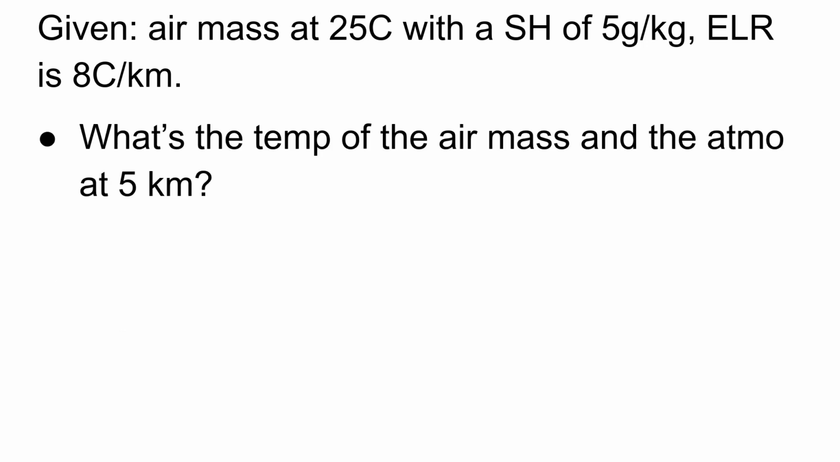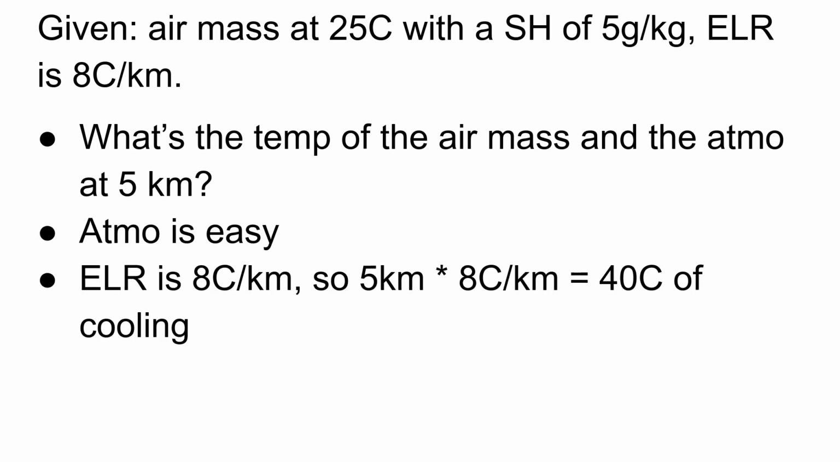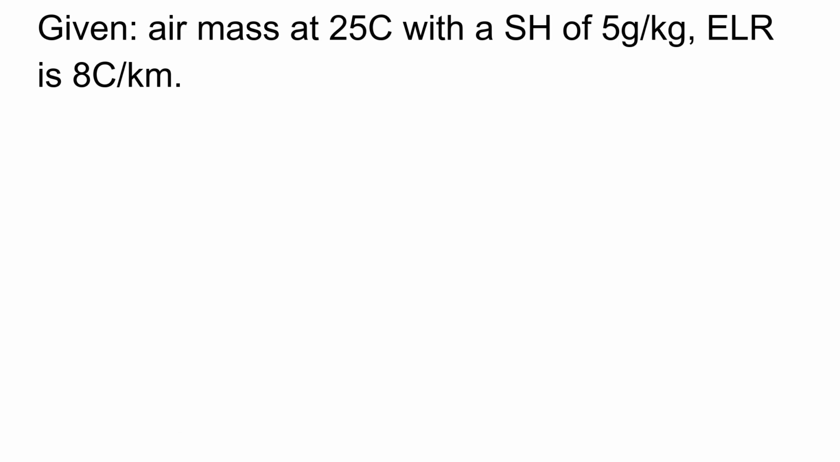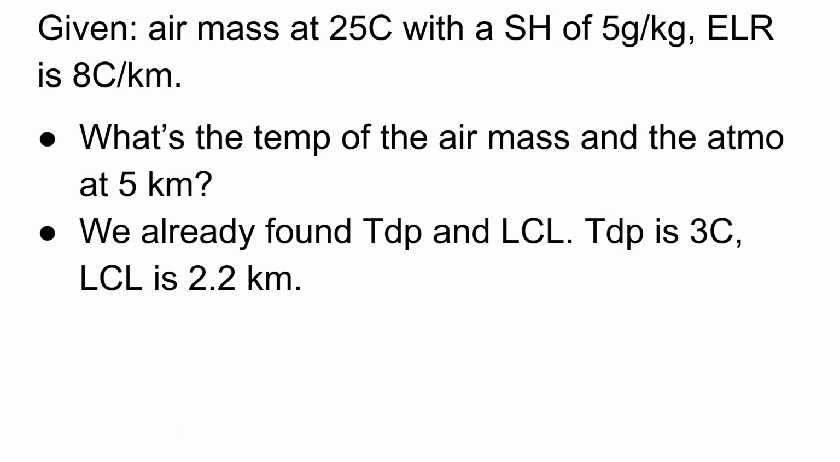So what's the temperature of the air mass and the temperature of the atmosphere at 5 kilometers? The atmosphere is easy. ELR is 8. So 5 kilometers that we rise through times 8, 40 degrees of cooling. It was 25 on the ground. 25 minus 40 is negative 15. So the temperature of the atmosphere was easy. That's going to be negative 15.